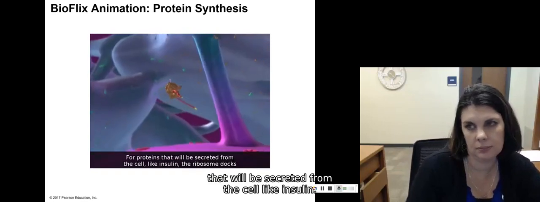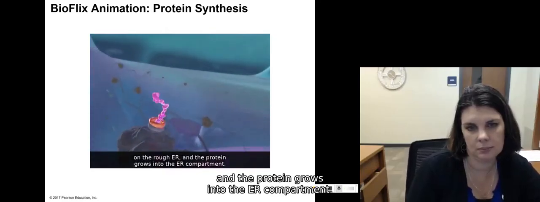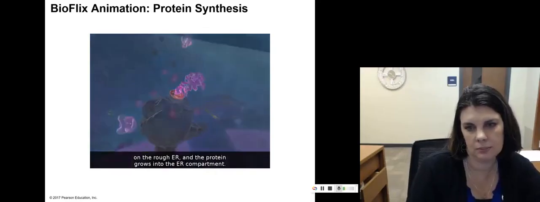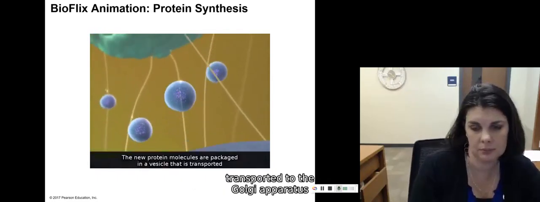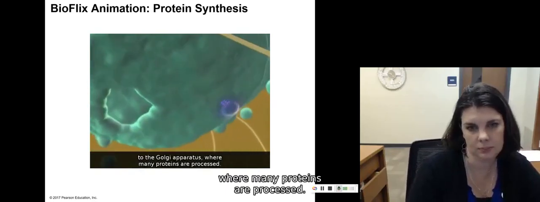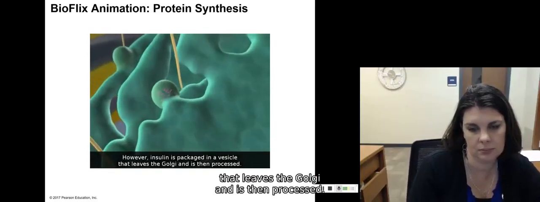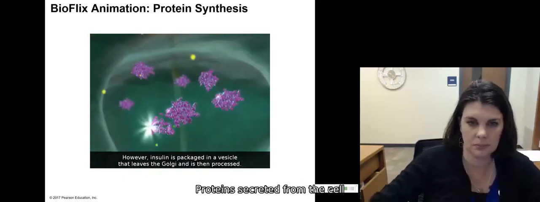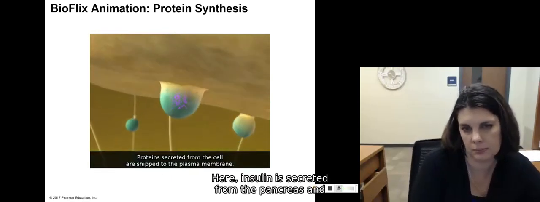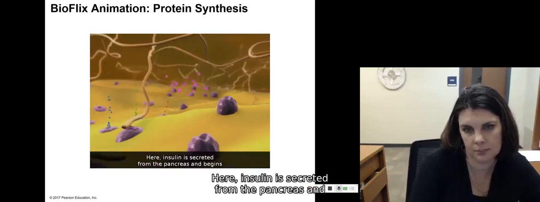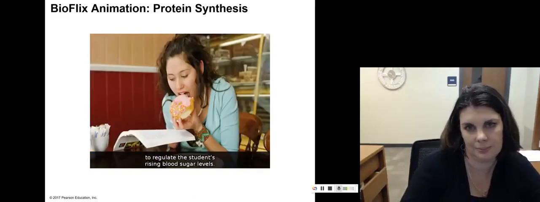For proteins that will be secreted from the cell, like insulin, the ribosome docks on the rough ER, and the protein grows into the ER compartment. The new protein molecules are packaged in a vesicle that is transported to the Golgi apparatus, where many proteins are processed. However, insulin is packaged in a vesicle that leaves the Golgi and is then processed. Proteins secreted from the cell are shipped to the plasma membrane. Here, insulin is secreted from the pancreas and begins to regulate the student's rising blood sugar levels.